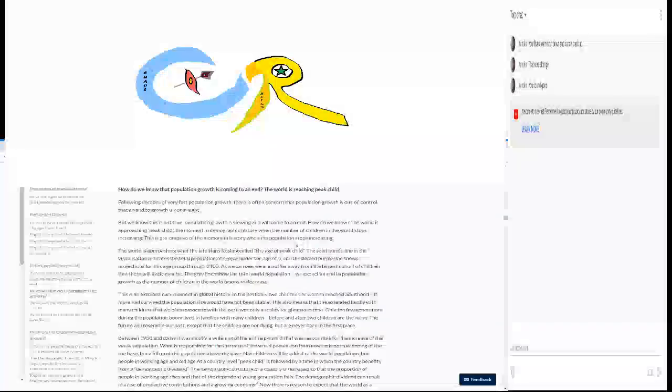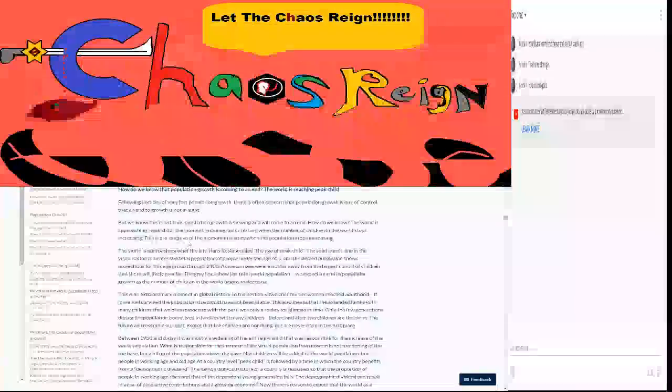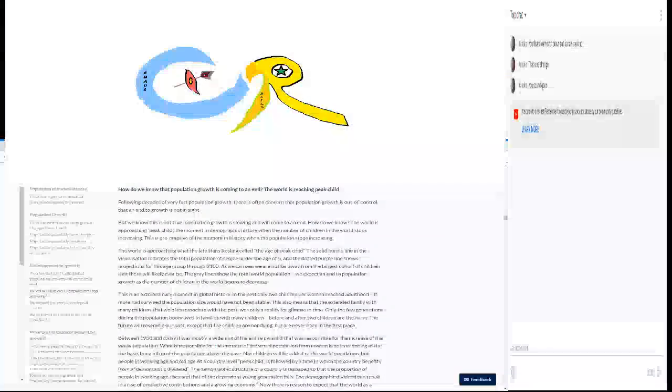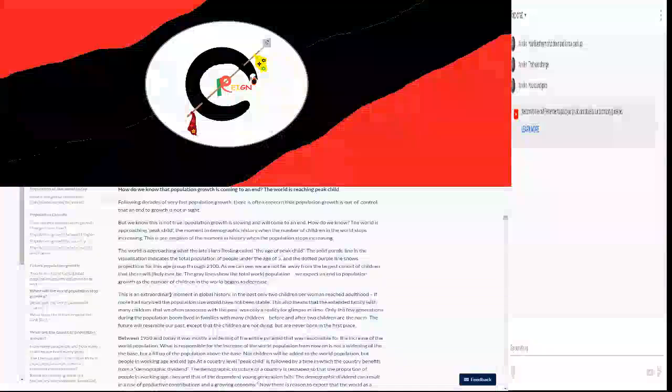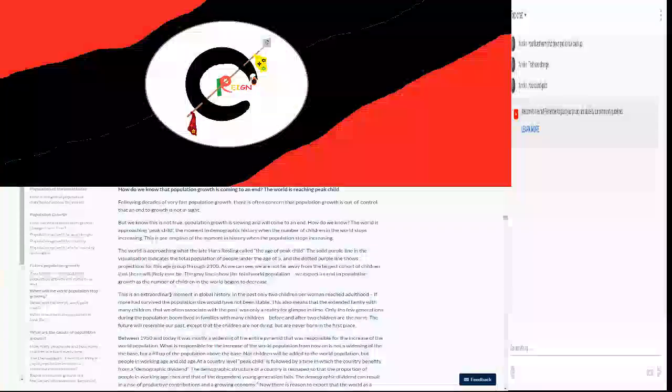How do we know? The world is approaching peak child. The moment in demographic history when the number of children in the world stops increasing, which is a precursor to the moment in history when the population stops increasing. The world is approaching what the late Hans Rosling called the age of peak child. The solid purple line in the visualization indicates the total population of people under the age of 5.